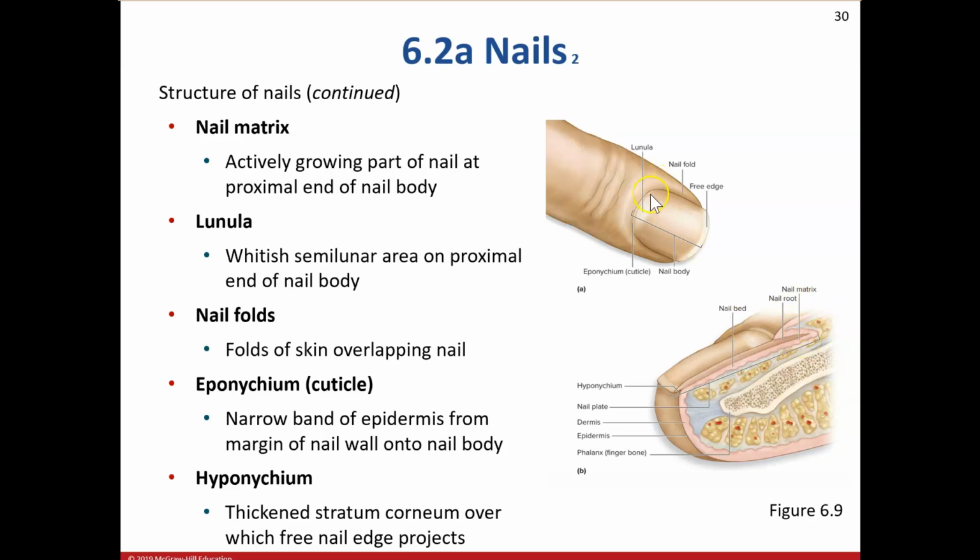Now you may have noticed when you were looking at your nail that you have this half moon shaped structure over here. This is called the lunula and is going to always be found on the proximal end of our nail body. And our nail folds are areas where we're going to have folding of our skin overlapping our nails. We do have our cuticle here, which now we have a fancy word to know for this, and that is the eponychium. And we'll see that it too is going to be made up of epidermis and forms that margin of the nail onto the nail body. And if you look at this end of the nail where we have our free edge, right underneath there, the portion where the skin is making contact with the nail, that is called your hyponychium. Here we'll see some thickened stratum corneum in which the free edge of the nail is going to project over it.